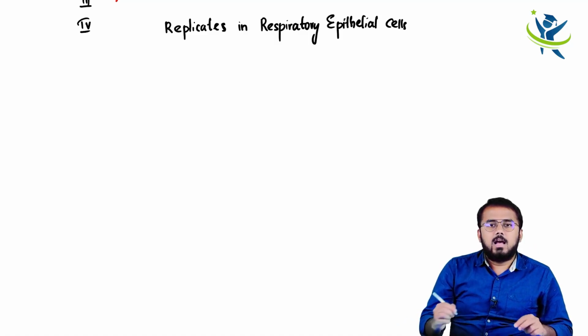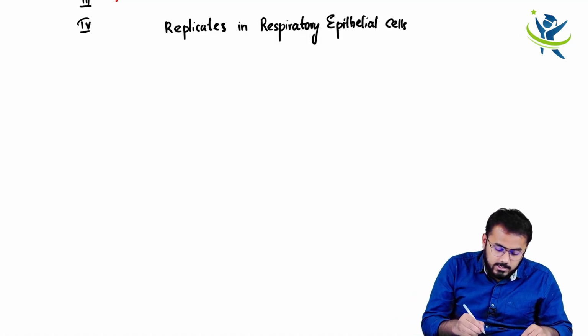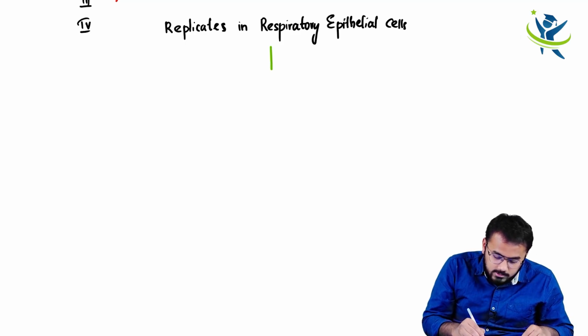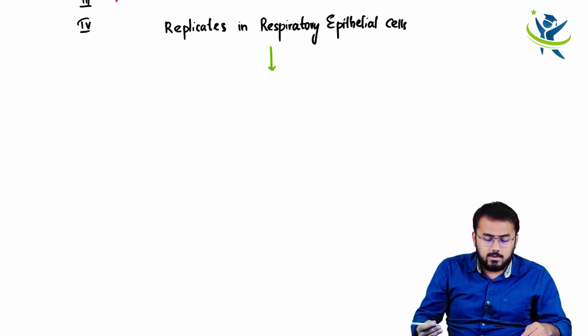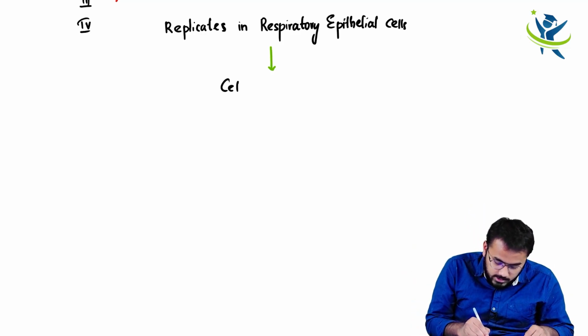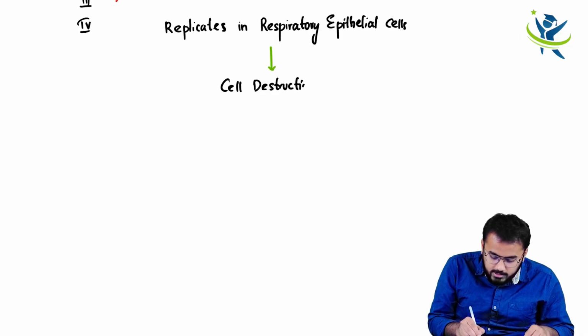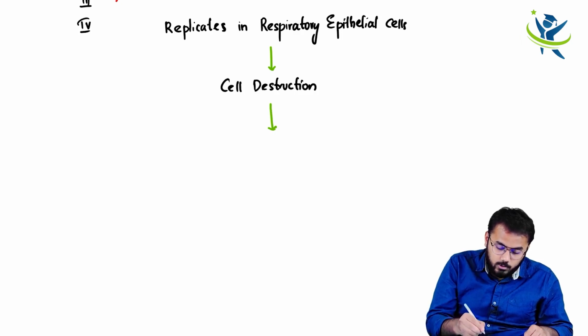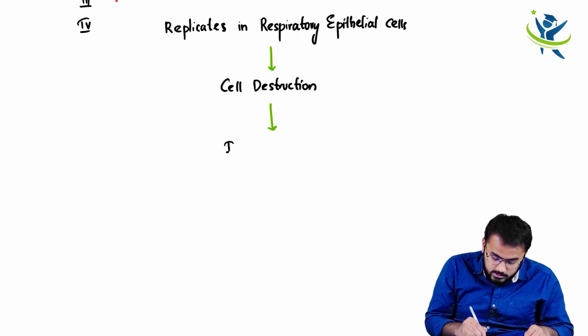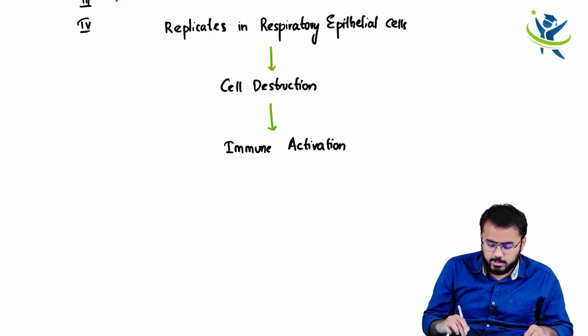Respiratory epithelial cells. After replicating in the respiratory epithelial cells, what is it going to cause, guys? Will it stay there for a long time, or will it destroy the cell? Obviously that will lead to cell destruction. So whenever there is cell destruction, what is setting in? The immune response. So there is immune activation or immune reaction.